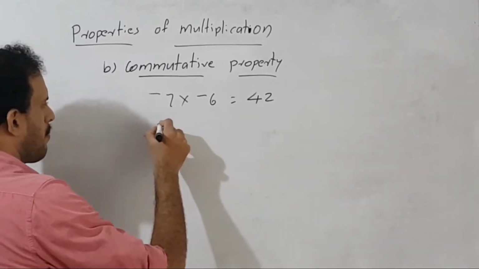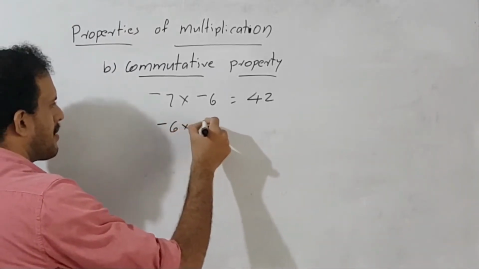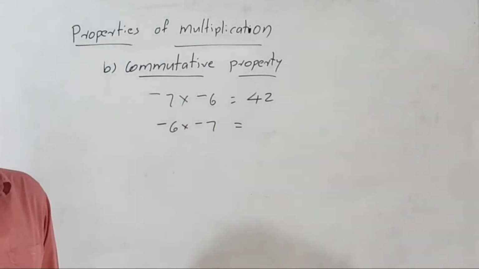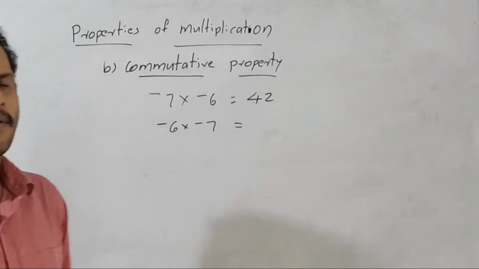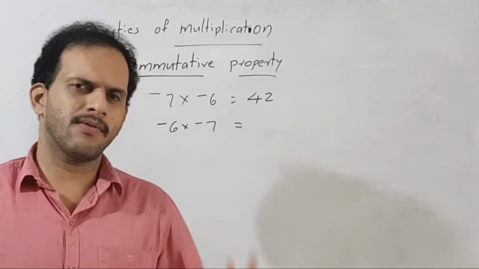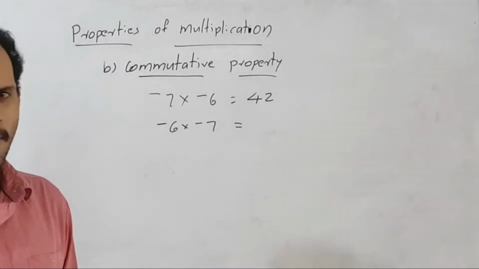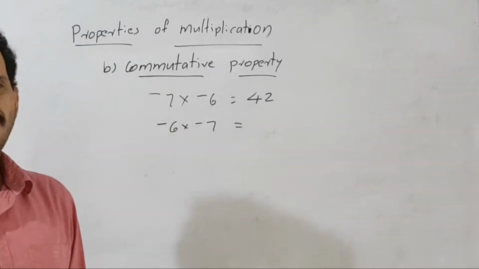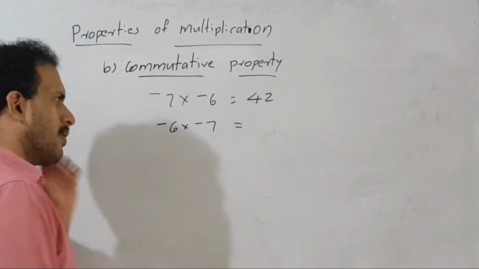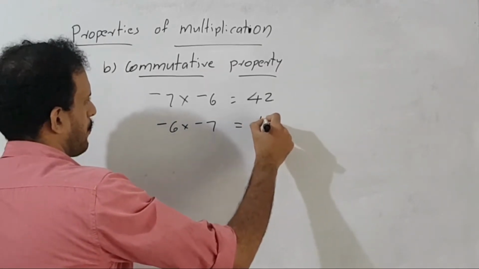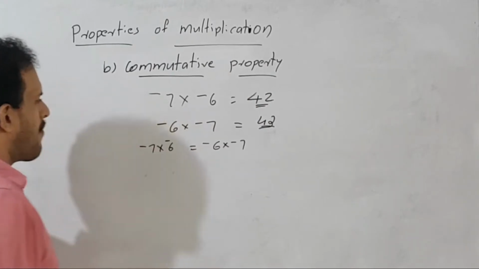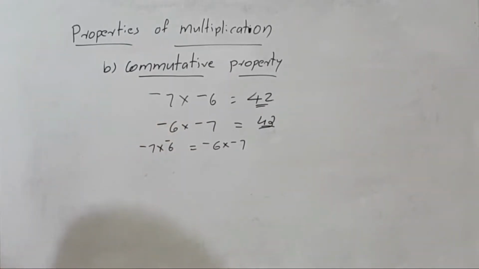Then next we change the order. We change the order to -6 into -7. What is -6 into -7? Again, the product in the case of two negative numbers is positive. Correct? We multiply two negative integers, so the answer is positive. What is 6 into 7? Then again 42. Correct? That means -7 into -6 is equal to -6 into -7.